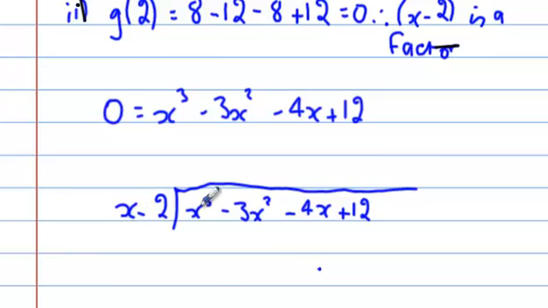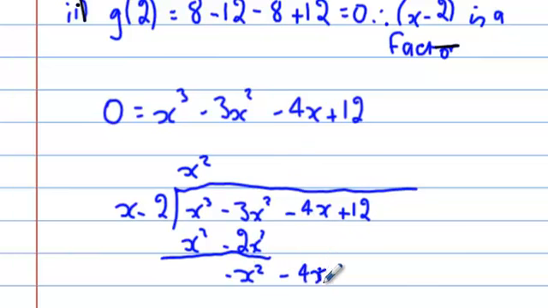So we begin by saying x into x cubed is x squared. X squared times this is x cubed minus 2x squared. Do the subtraction. The cubic terms disappear. Negative 3 minus negative 2 becomes negative x squared. Bring down the minus 4x. X into negative x squared goes negative x. Multiply through again, so I get minus x squared plus 2x. Whoops.